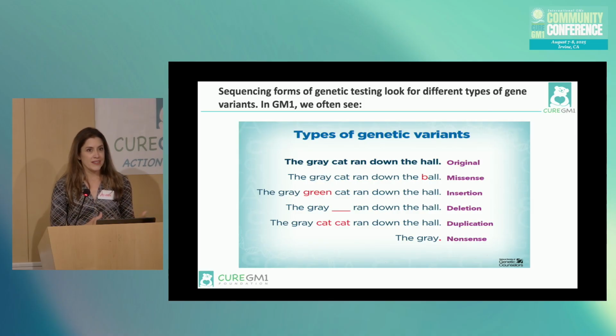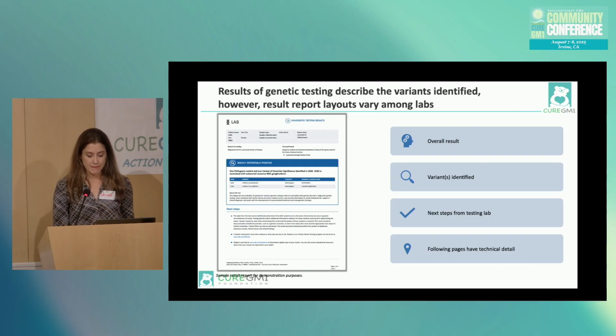Duplicating the same word, cat, cat, again a duplication change, or entirely ending the sentence too early. That's an example of a premature stop, a nonsense change. So those are a few examples. There are others. Unfortunately, genetics is quite complex, so you can see different terminology used, but this is an example of what is most common.